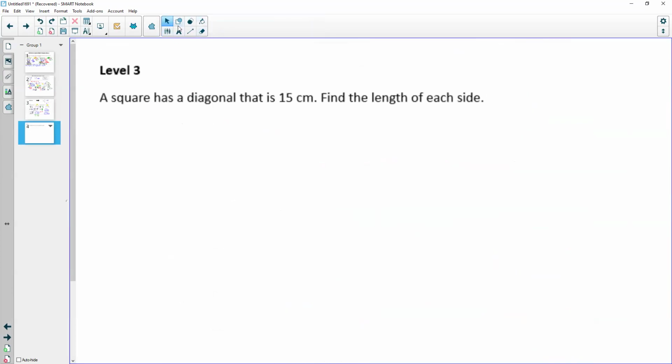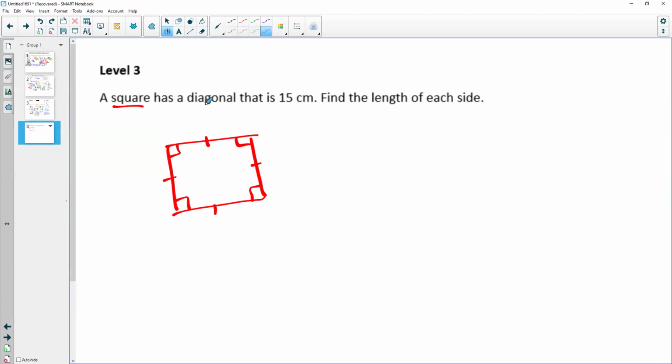So it says that a square has a diagonal that is 15 centimeters. Find the length of each side. So let's go ahead and draw this. A square, we're going to draw a square, has a diagonal that is 15 centimeters. Well, first, let's talk about what a square is. Remember, a square is a quadrilateral with 4 right angles. And we also know that all sides are congruent.